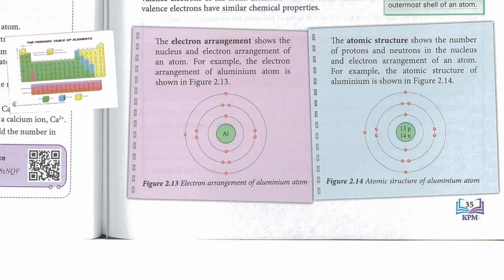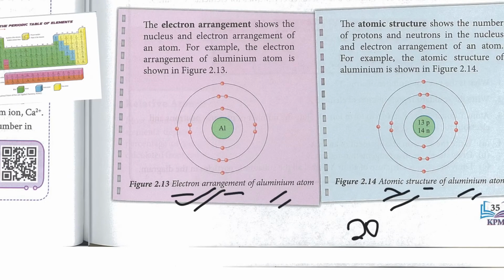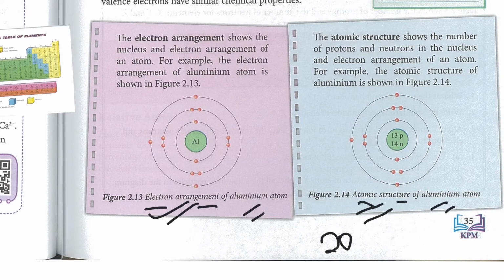Class, now I'm going to teach you how to draw the electron arrangement of aluminium atom and also atomic structure of aluminium atom first. After this, you are going to draw electron arrangement and atomic structure for 20 first elements in the periodic table. Okay, we are going to start with the first one. Let us look at the aluminium atom over here.